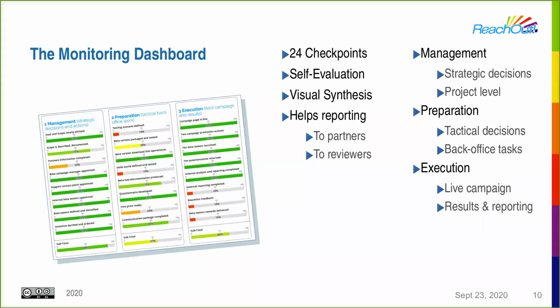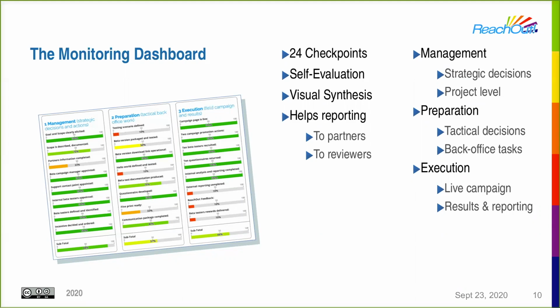We provide campaign managers with a monitoring dashboard. This dashboard is made up of 24 checkpoints about the management, the preparation, and the execution of the campaign. The dashboard can be used to monitor the progress of the campaign together with the ReachOut project team, and to communicate with the partners and the reviewers.